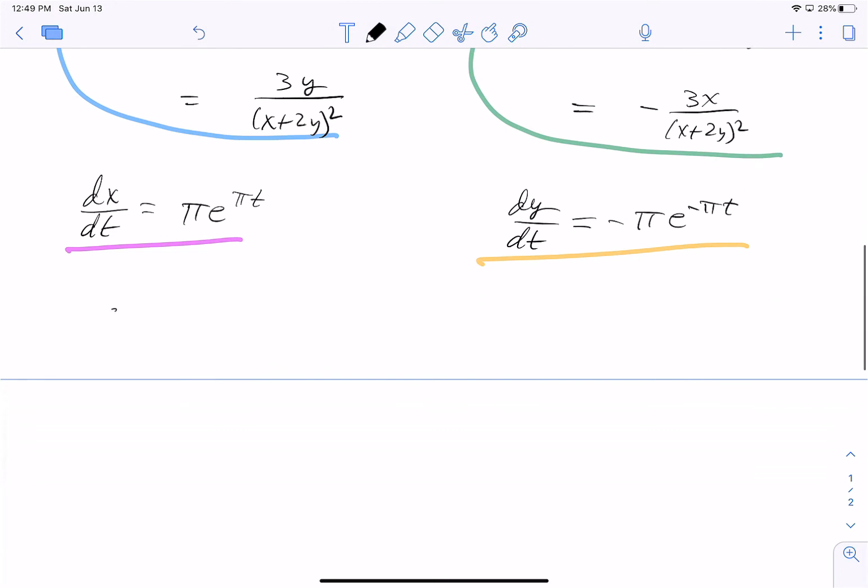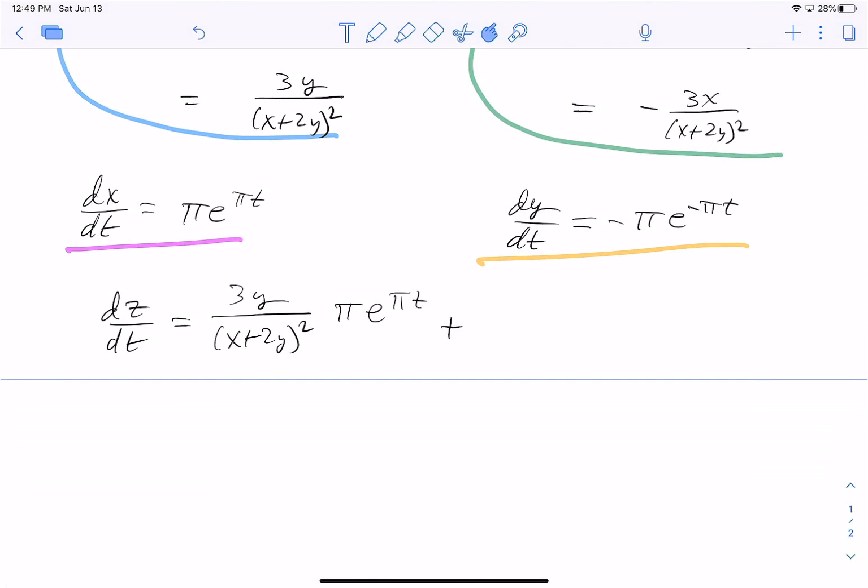So we can say that dz dt is equal to 3y over the quantity of x plus 2y squared times pi e to the pi t, plus, because we have negative times negative, 3x over x plus 2y, the quantity squared, times pi e to the negative pi t.